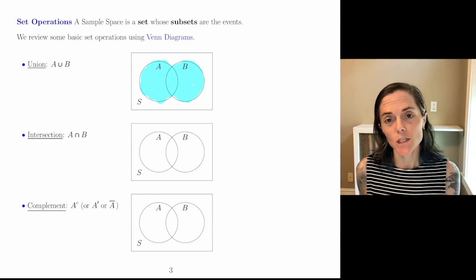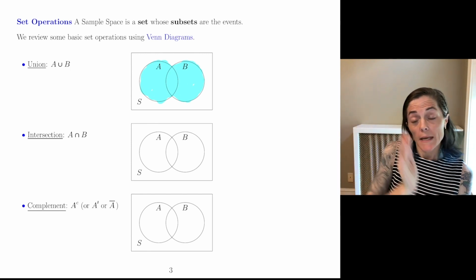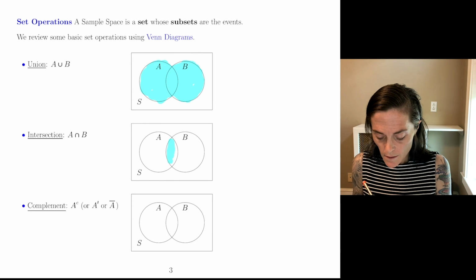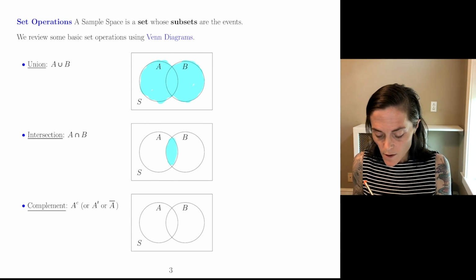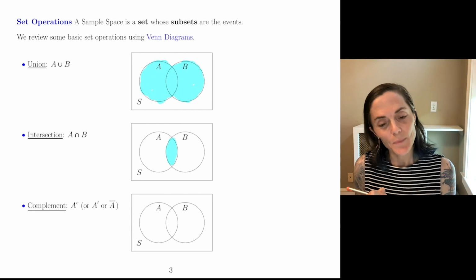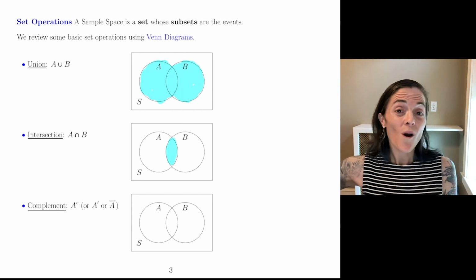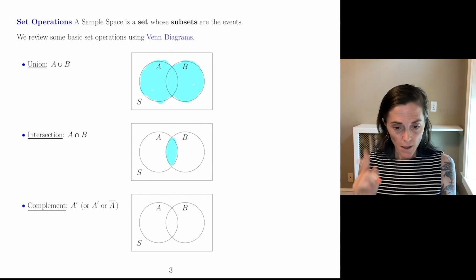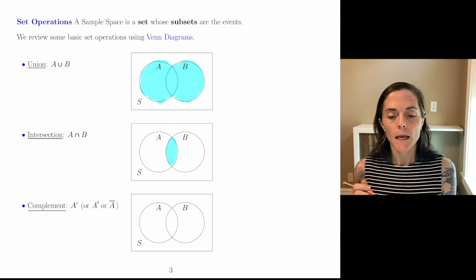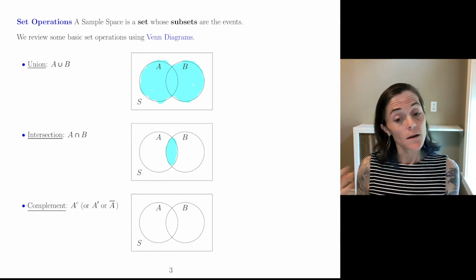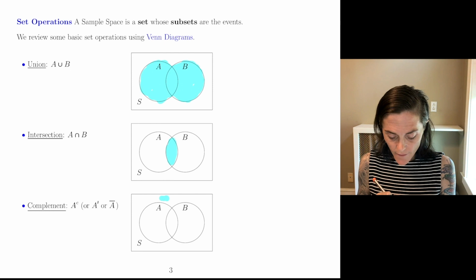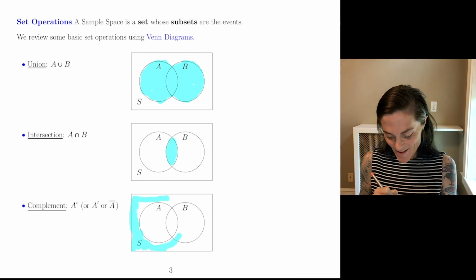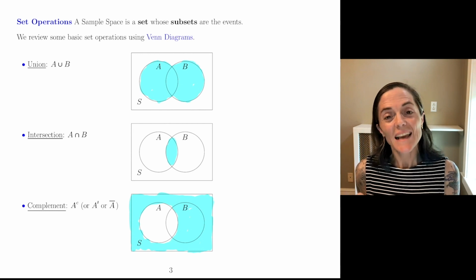Next one, the intersection. Intersection, you must be in A and in B. So that would only be here. These are the elements in both A and B. Union is an or, intersection is an and. We talked about these in the first module. Now, complement. This is all elements not in A. So I would shade everything except what is in A. Wonderful.